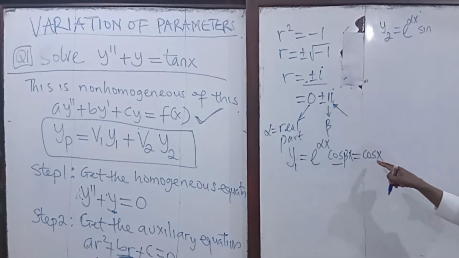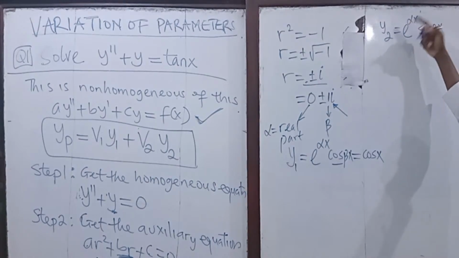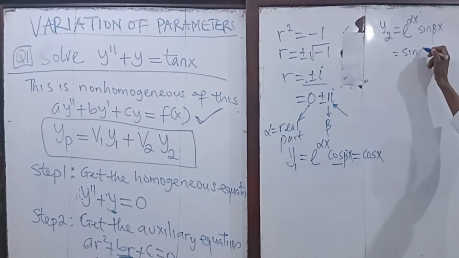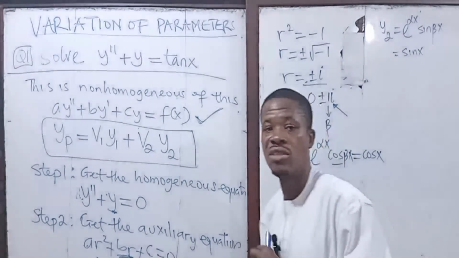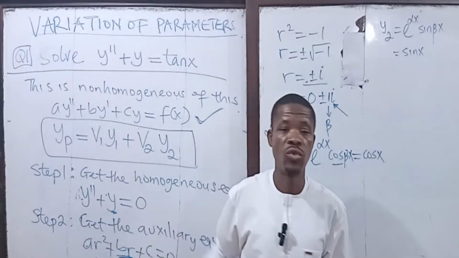My beta is 1, so it gives me cos x. For this one also, my beta is 1, so put it there. And alpha is 0. So we have sine x. Beta is 1 for y2. So in that case, we've gotten y1 and we've gotten y2, which are gotten from the solution to the auxiliary equation.